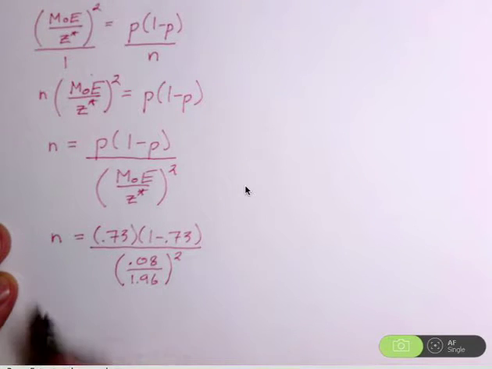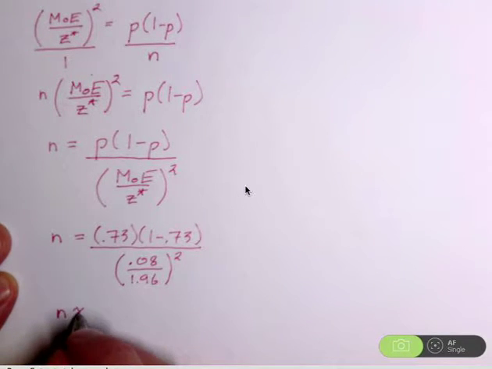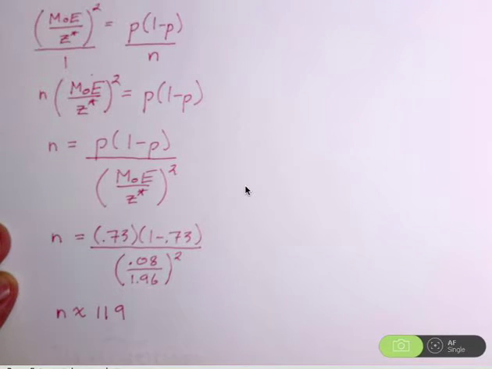So that is the number of subjects that we would want to use in order to set this margin of error at 8%. Certainly quite a few more subjects than 30.